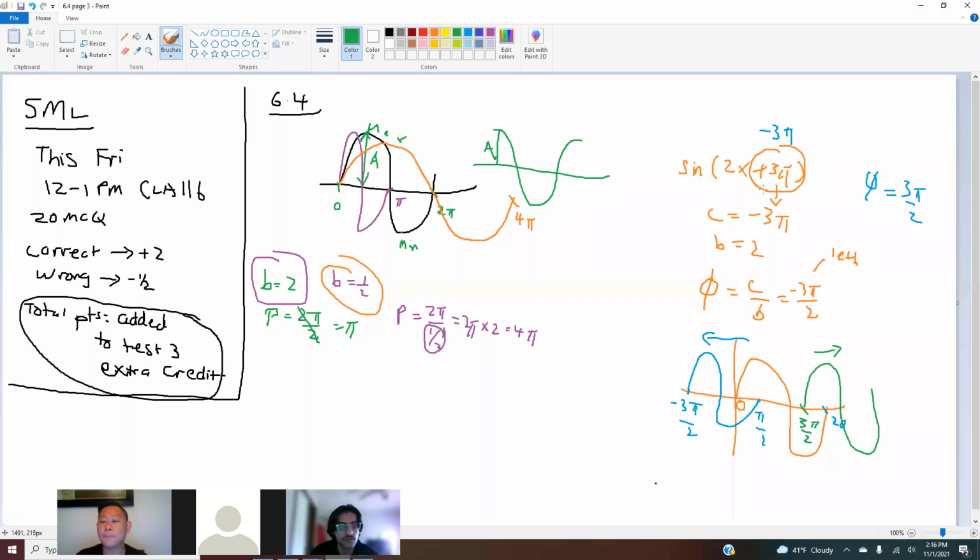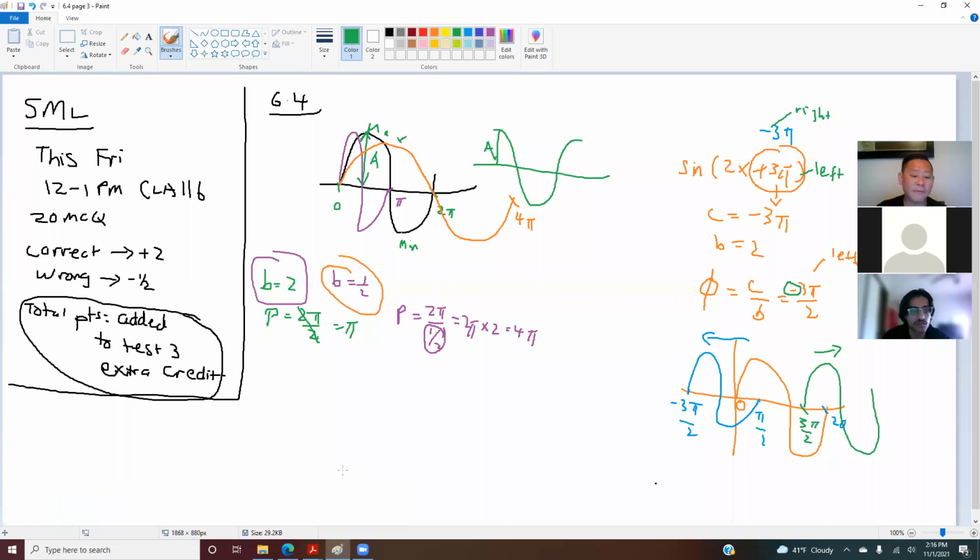So if you see a plus, you move to the left. That's why your value is negative. And if you see a minus, then you move to the right. Okay, so this is a little stuff that you guys need to know, very important.